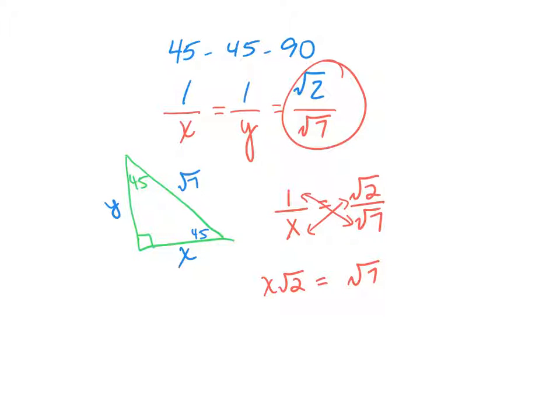So we do the same thing we do with any other number. We have to leave the x alone. We divide both sides by radical 2. And that gives us x equals radical 7 over radical 2. But we have a major problem here.